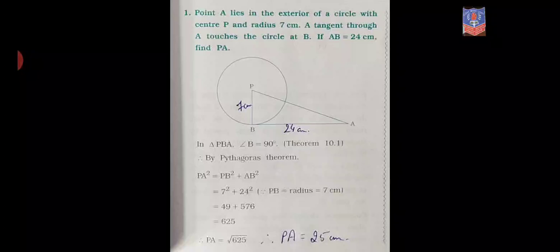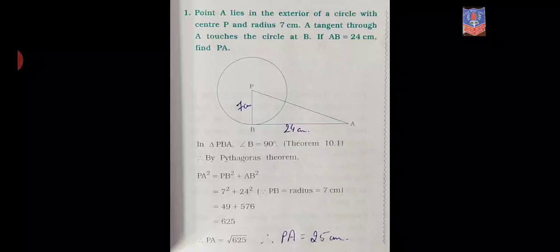Why? Because it is a right angled triangle where angle B is 90 degree. So applying Pythagoras theorem, what you will get? PA square. Hypotenuse यहाँ पे क्या है? PA. PA square equal to PB square plus AB square. Now what is PB? That is your radius 7 square plus AB square. AB आपको कितना दिया हुआ है? 24. तो 24 square. So 7 square is how much? 7 sevens are 49 plus 24 square. 24 into 24 is 576. So 576 plus 49 will be 625. So you got PA square as 625.